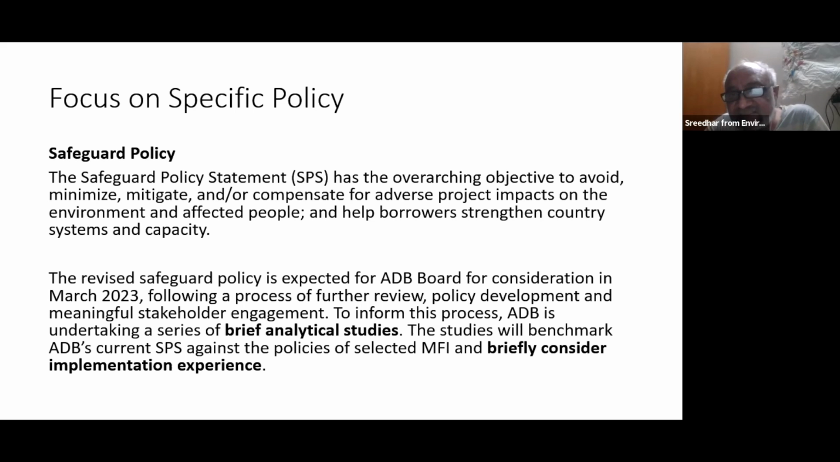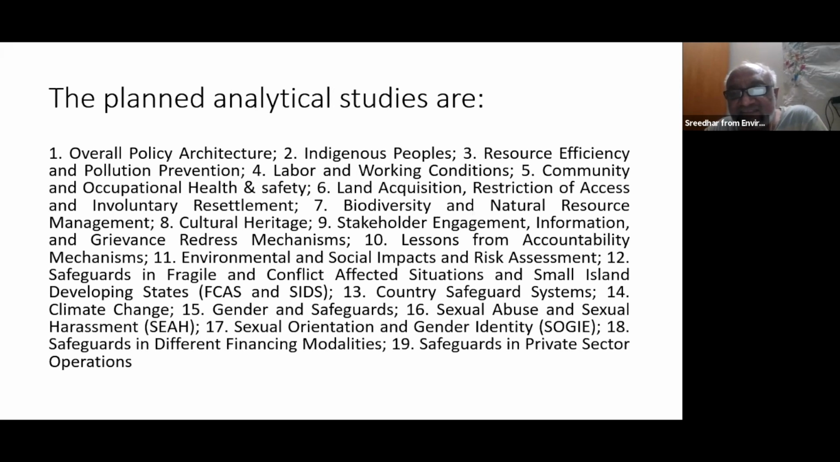The review of the safeguard policy, ADB says, will go by two kinds of processes. One is brief analytical studies, and the second is to briefly consider implementation experience. I think the importance is the word brief, because in both cases it's not wanting to elaborately understand, and some example which I'll tell you will reflect upon it. If you see the analytical studies, there are 19 such studies that it is planning to undertake, or some parts of it undertaken.